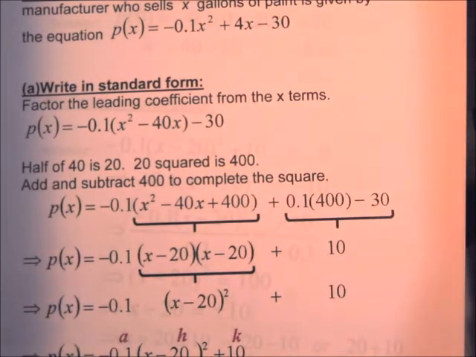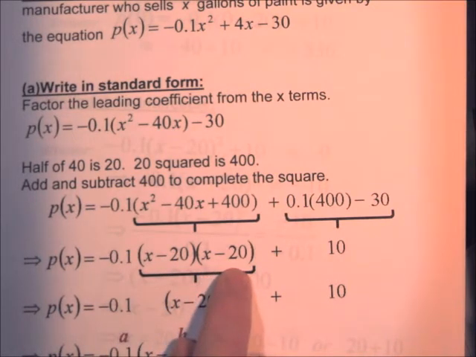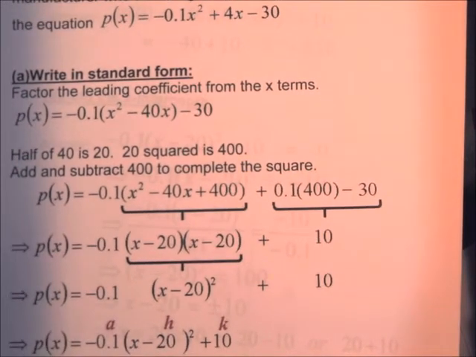Okay, so we can write this (x - 20)(x - 20) more compactly as (x - 20)², and then we can identify a, h, and k. So a is the coefficient of the squared term, and because a is negative, that means it's going to open down. (h, k) is our vertex, so it'd be (20, 10). That represents the maximum profit.